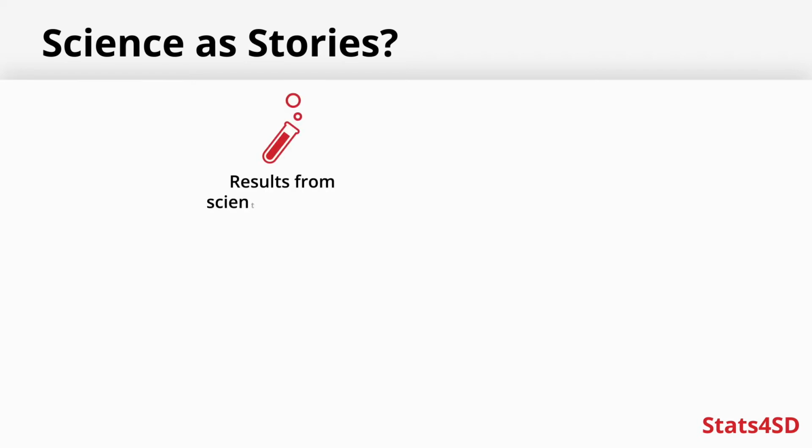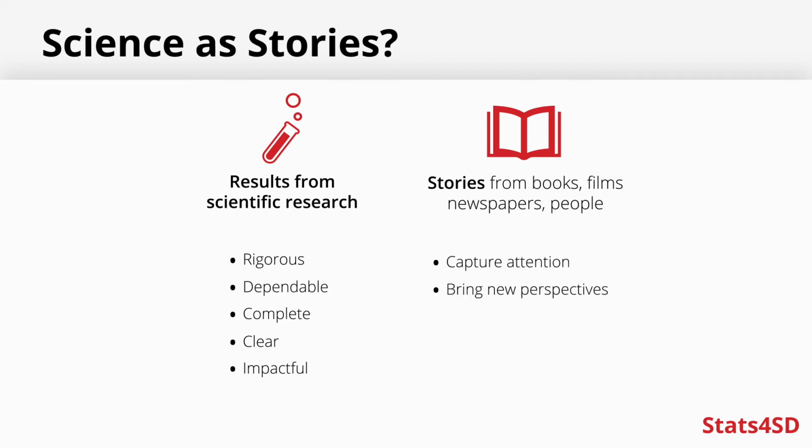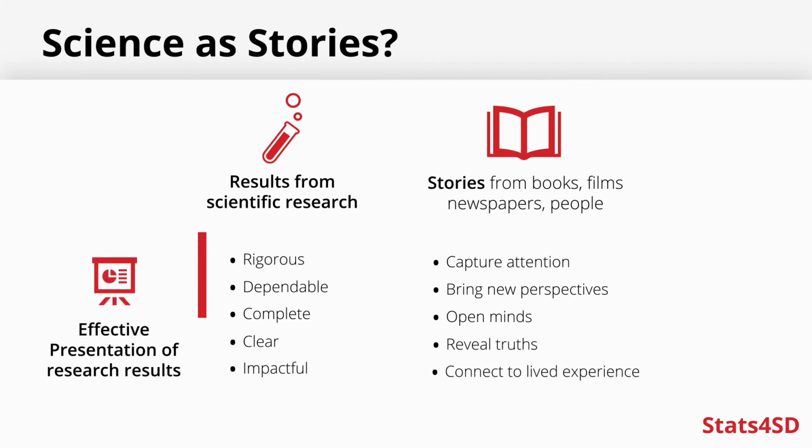Think of results of applied scientific research. They should have the characteristics of good science, such as being rigorous, dependable, complete, and relevant to the problem investigated. Now think of effective storytelling as found in novels, films, or newspapers, or even by people. Good storytellers will capture your imagination, bring new perspectives, open minds. Effective presentation of research results brings these two together.